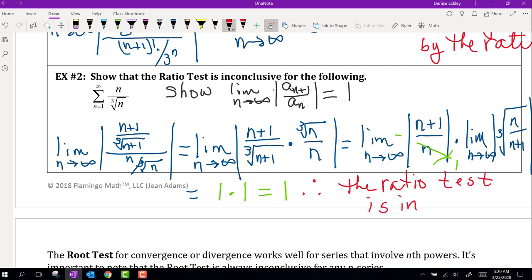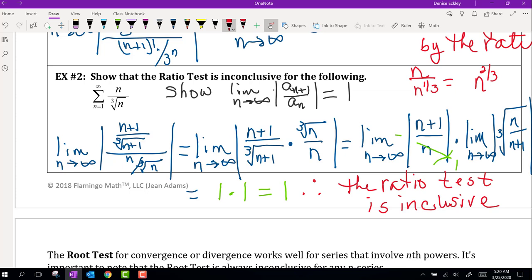And just from the type of a sub n, and we're going to talk about this later in the lesson, you have n over n to the 1/3. Why not simplify that and make that n to the 2/3? And we can see that that is a p-series and it diverges. So that would be much faster than doing the ratio test.